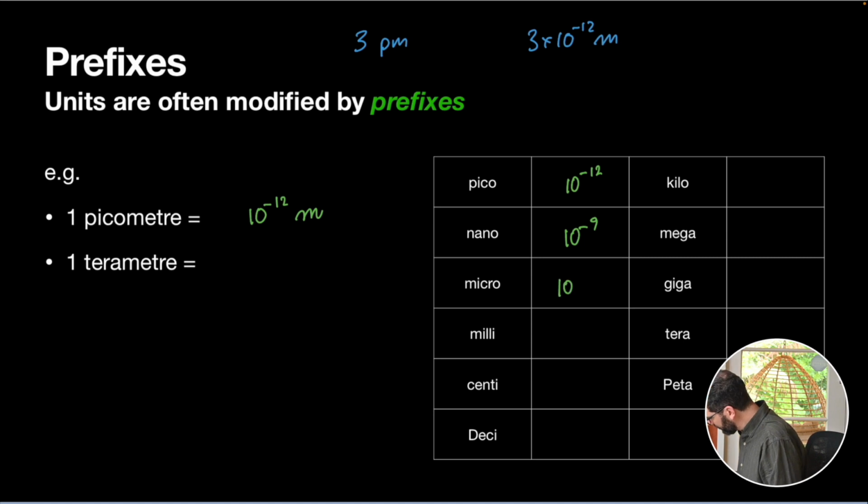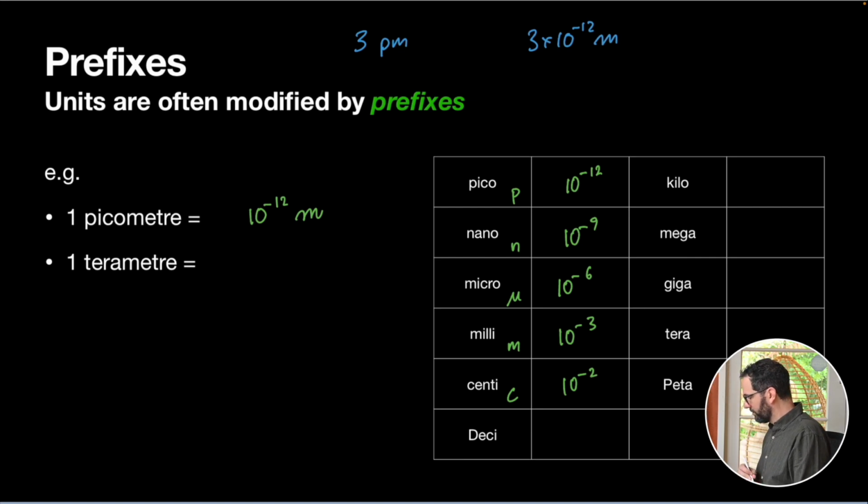Micro, 10 to the negative 6, often looks like the symbol mu. So micrometers are written with a mu. Okay, let's just add these in here, shall we? So pico is a P, nano is an N, micro is a mu, milli, like millimeters, is a little m, 10 to the negative 3. Centi, we pretty much only use this for centimeters, but it's 10 to the negative 2. Deci, similarly, you might occasionally use this. That's D, 10 to the negative 1.